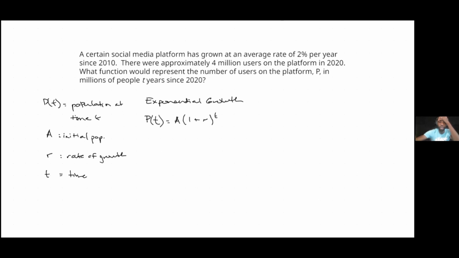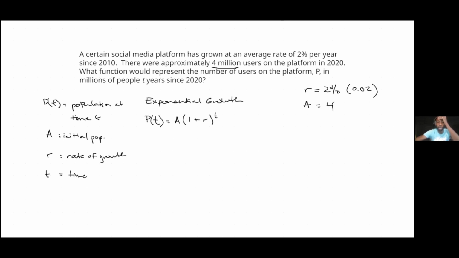A certain social media platform has grown at an average rate, R, of 2% per year. So that's 2%, which can also be written as 0.02 in decimal form. Since 2010, there were approximately 4 million users on the platform in 2020. So this is our A value. It's our initial population.